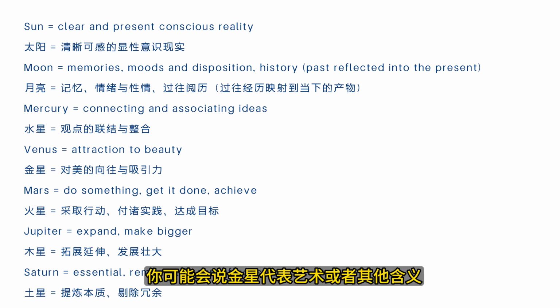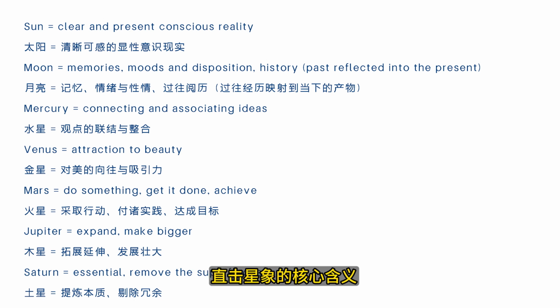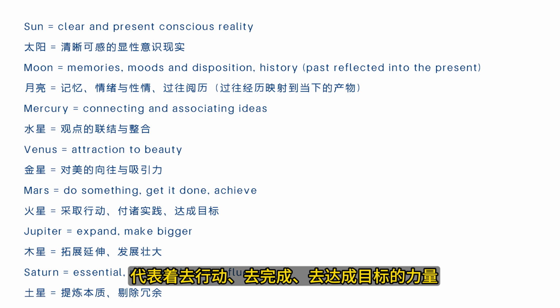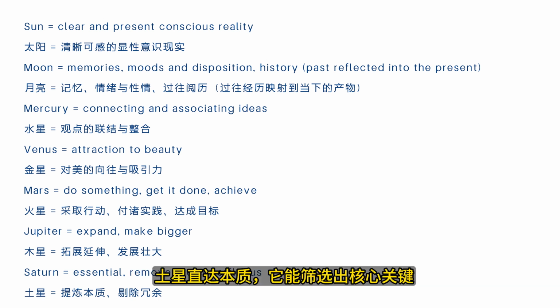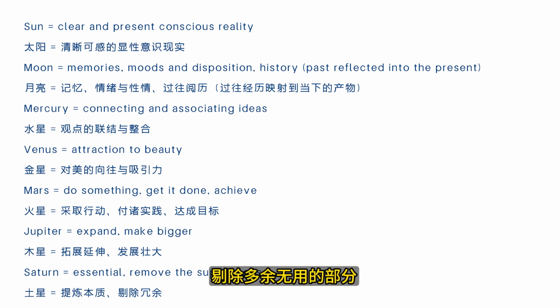Now you may say that Venus is art, or Venus is this or that. In VA, short for vibrational astrology, we can use these extremely simple meanings to get right to the heart of what something means. It's really beautiful because we can go right to it without a lot of guessing. And Mars is this force to do something, to get something done, to achieve something. Jupiter expands, it makes things bigger. Saturn goes to the essence, it finds what's essential, it removes what's superfluous.